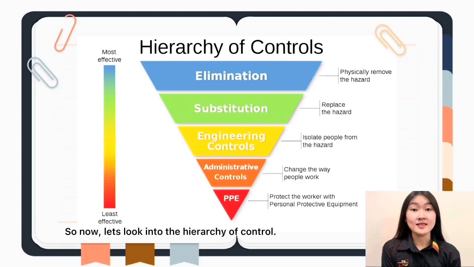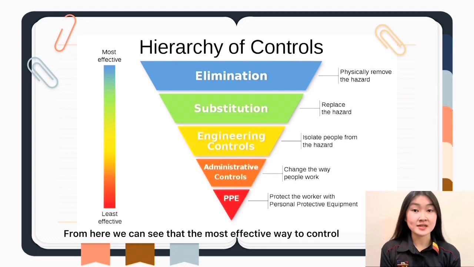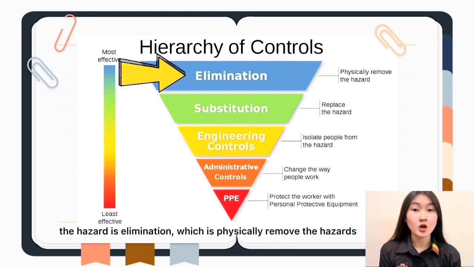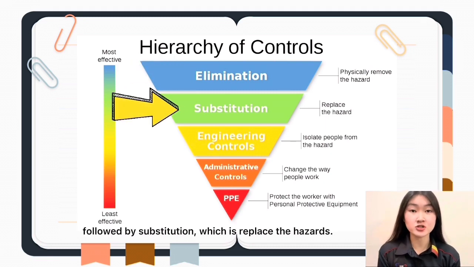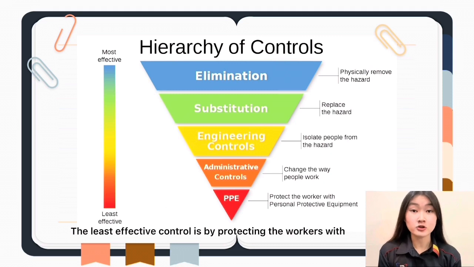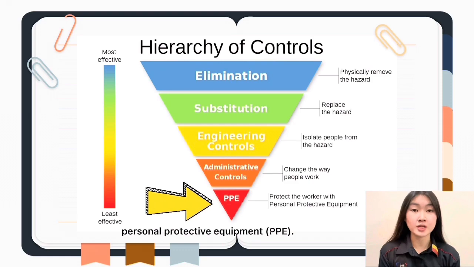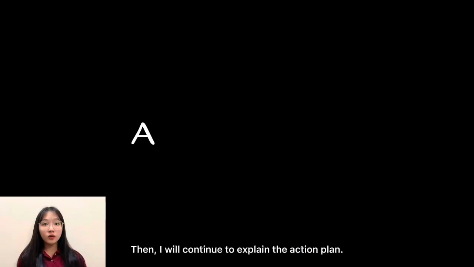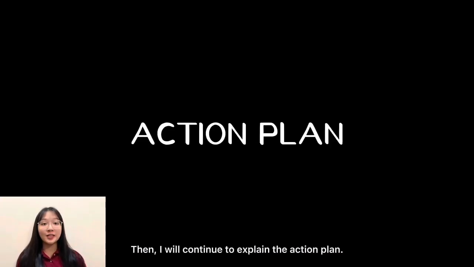So now, let's look into the hierarchy of control. From here, we can see that the most effective way to control the hazard is elimination, which is to physically remove the hazard, followed by substitution, which is to replace the hazard. The least effective control is by protecting the workers with personal protective equipment, PPE. Then I will continue to explain the action plan.